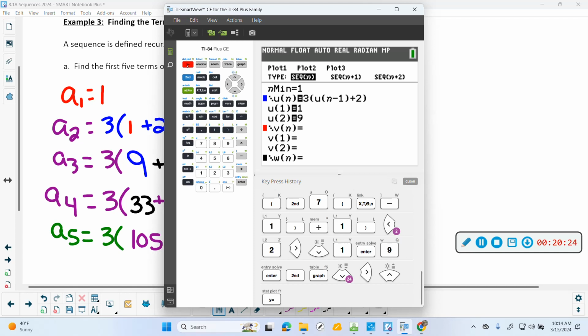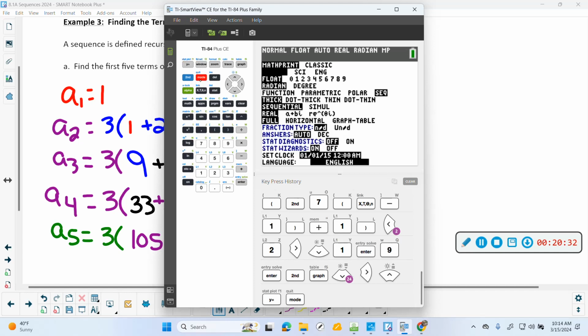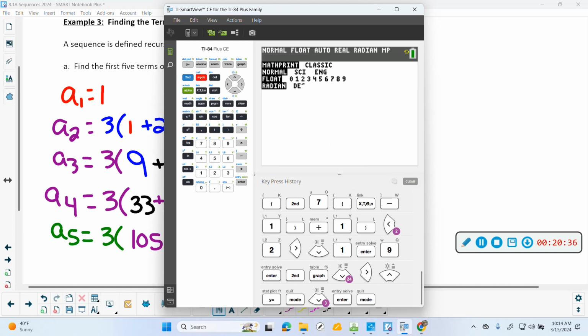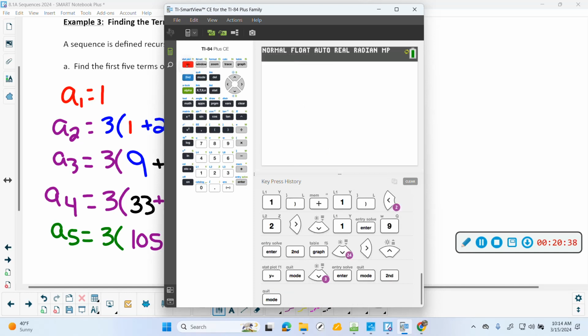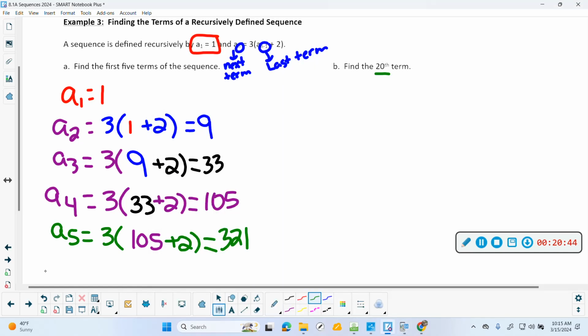Now here's the thing, we're done with your calculator. You probably want it back to function mode for future classes. So just go back into mode, put it back on function. And now when I go back into my y equals, it's your normal screen. I will help you with your calculators later if we need. Let's move on.